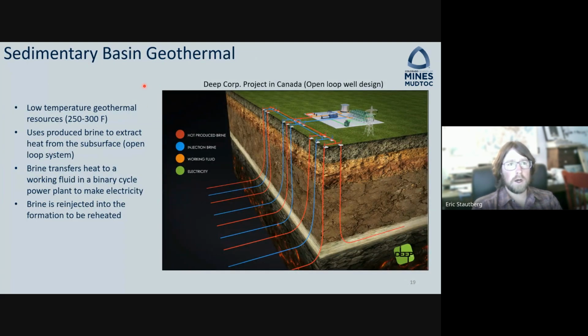An example of sedimentary basin geothermal is from Deep Corporation up in Canada, and they've drilled a series of these horizontal well couplets into the basal sandstone in the Williston Basin. So they're operating in southern Saskatchewan, and they're actually producing hot water from this formation, bringing it up to their power plant to generate electricity, and they're re-injecting it back into that same formation via horizontal wells. So it's a very interesting ongoing project.